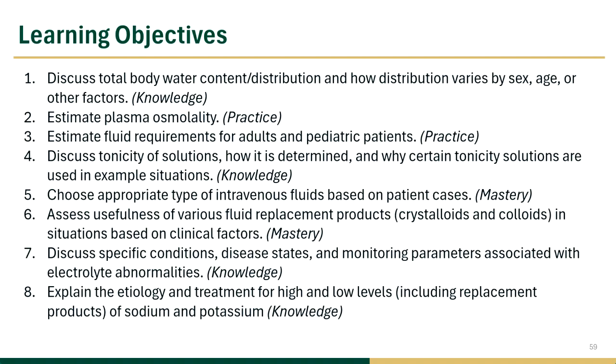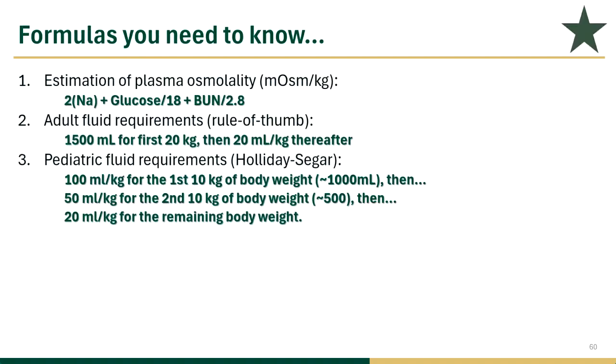All right, so the formulas you need to know. Estimating plasma osmolality, that's 2 times sodium plus glucose over 18 plus BUN over 2.8. The adult fluid requirements rule of thumb, and the pediatric fluid requirements, the Holiday-Segar method. So, any questions? All right, thank you all.